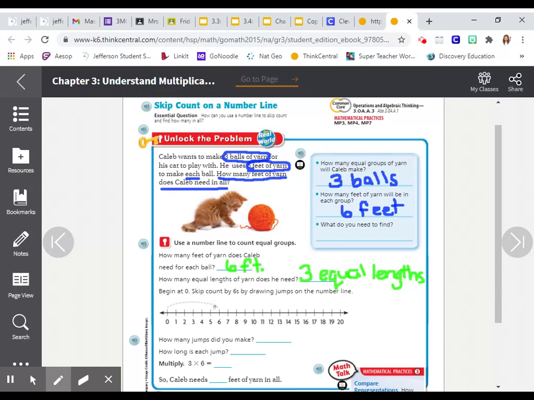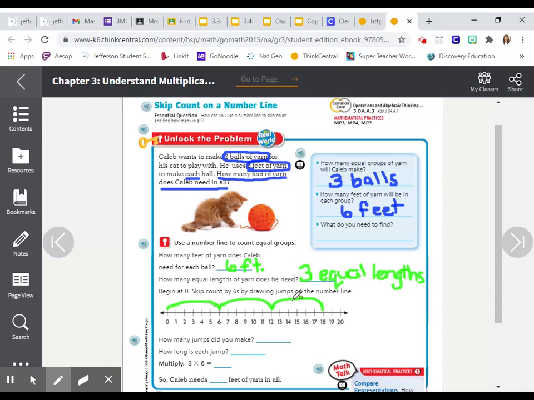each time we skip count by 6, we are actually drawing our line from 0 and counting up by 6, okay? And he's making 3 balls of yarn, so we need to make 3 jumps on the number line. So our first jump is there for us. It's from 0 to 6. Then we need to jump from 6 and skip count 6 more. So 6 plus 6 more is 12. Now we have 2 jumps. We need a third. So 12 plus 6 more brings us to 18. We have 3 groups of 6.